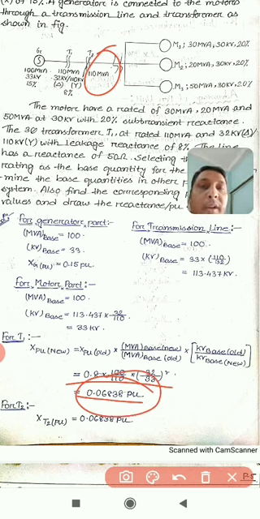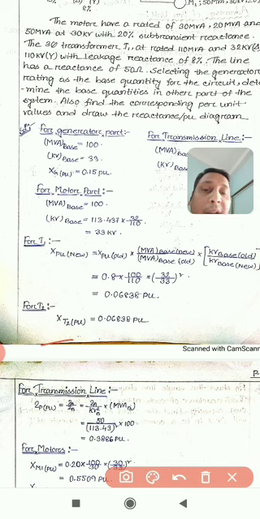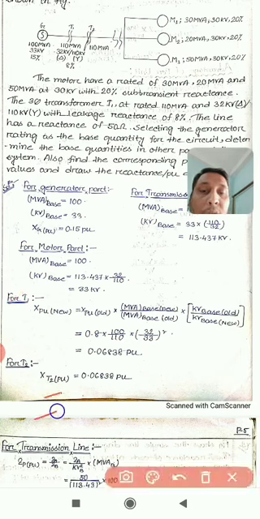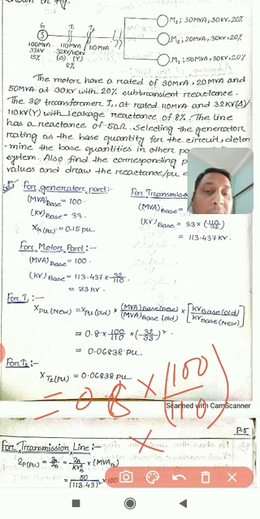Transformer 1, T1, and T2 are both identical, so you can use T2. Suppose you want to write the equation for T2. What will be the XPU old? That is the same, 0.08. And then what is the base? The new base is 100 MVA. What is the old base? 110 multiplied by kV.